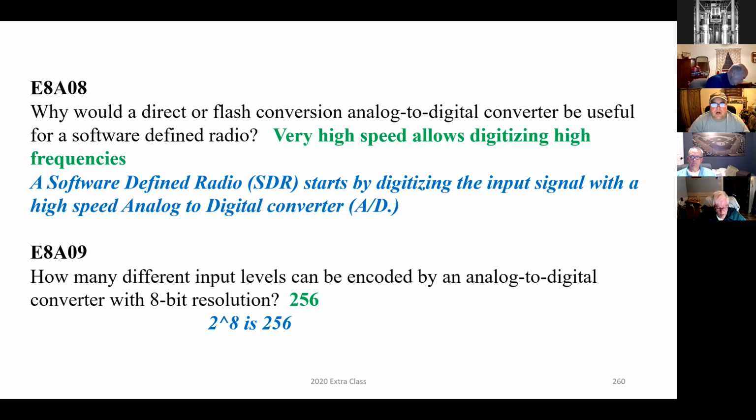Why would a direct or flash conversion analog to digital converter be useful for a software-defined radio? It will provide a very high speed, which allows digitizing higher frequencies. How many different input levels can be encoded by an analog to digital converter with 8-bit resolution? It's 256.